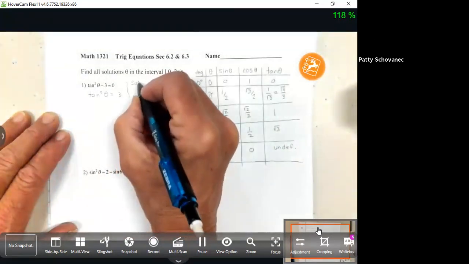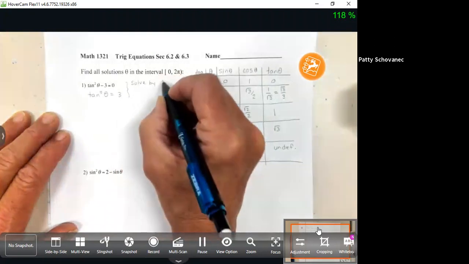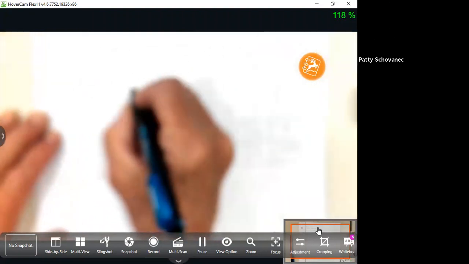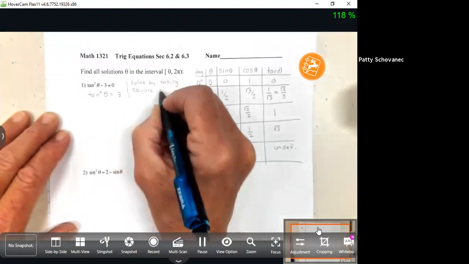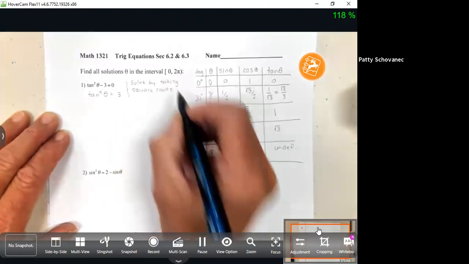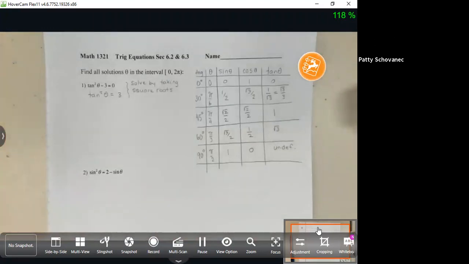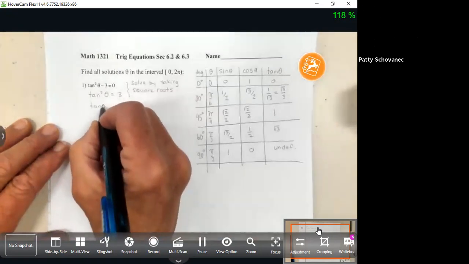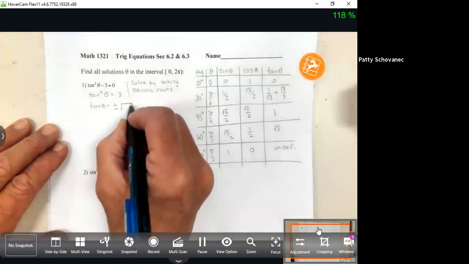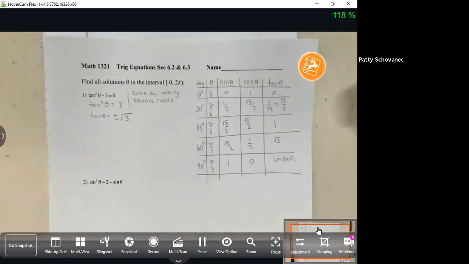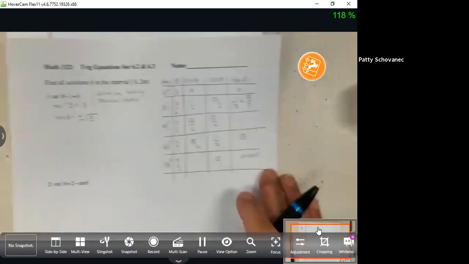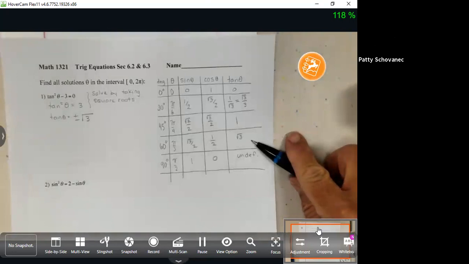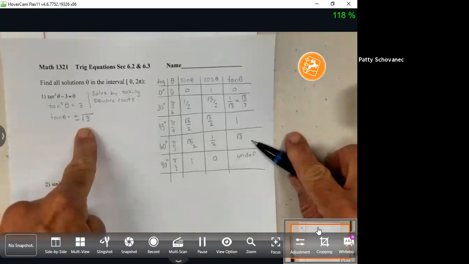And then I said we're going to solve by taking square roots. Square roots, plural. There are 2 numbers you can square to get 3, plus or minus the square root of 3. So the tangent of theta has got to be equal to plus or minus the square root of 3. Right here is where the tangent is square root of 3. There's our reference angle. Now let's just generate all 4 solutions around the unit circle.